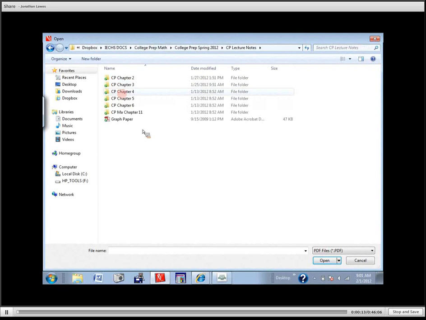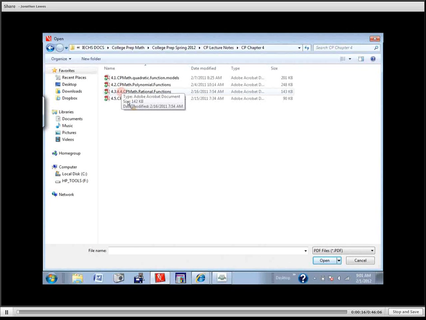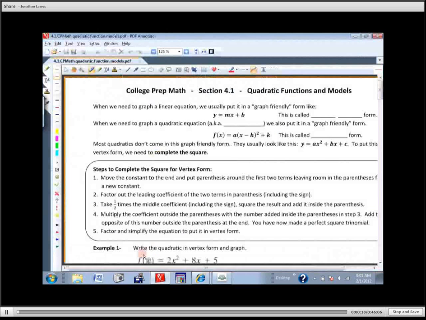Anybody here use Dropbox? Yes. It's pretty cool. Pretty cool. Okay.